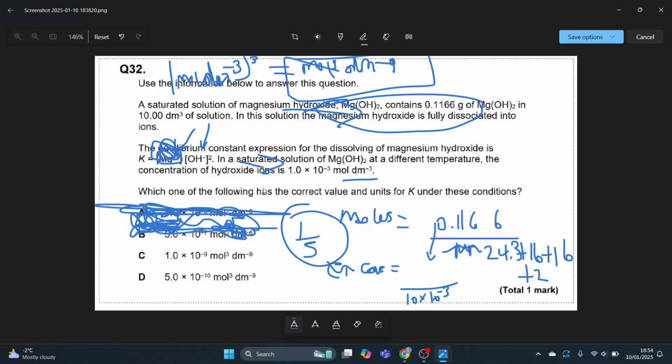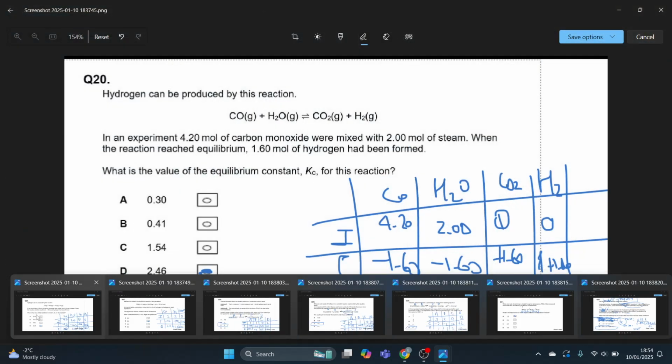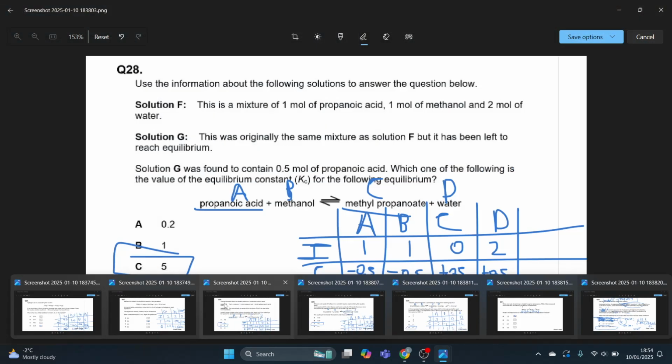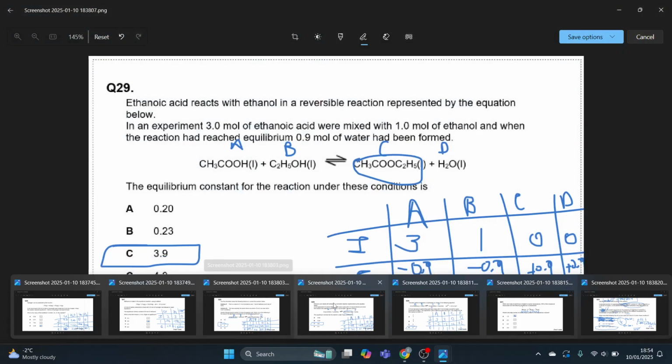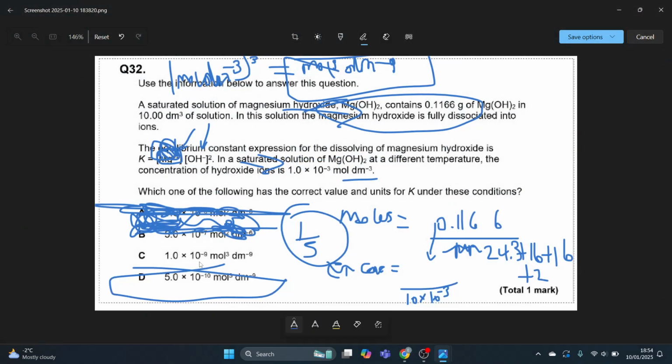I'm going to go for D. See if it's correct or not. I don't have the mark scheme for this one, but I think the first couple, maybe not 28, I don't know, are correct, and then this one it's just a guessing game between C and D. But you can eliminate A and B purely because they've got incorrect units, and they said we should follow a correct value and correct units for K under these conditions. And that's the end of the multiple choice questions.